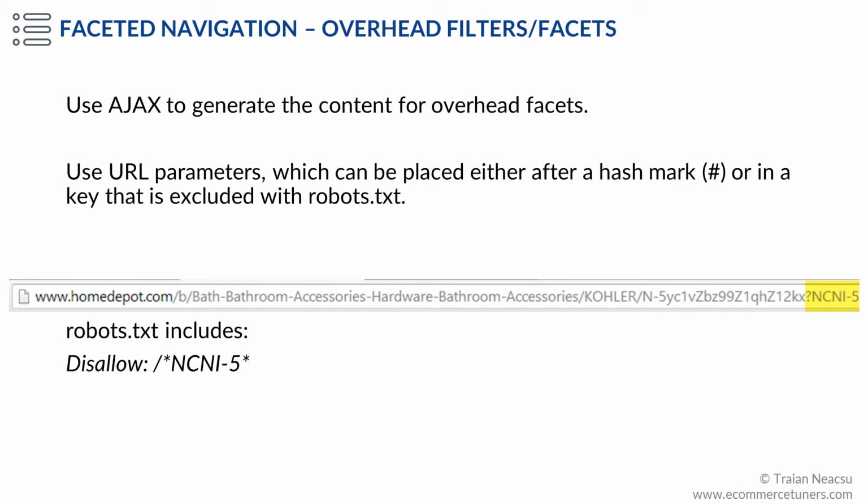However, the most stringent crawling restrictions come from not making the overhead URLs available to bots. Notice how this URL contains the NCNI-5 string at the end. The string was added to control crawlers because all URLs containing the NCNI-5 string are blocked with robots.txt.